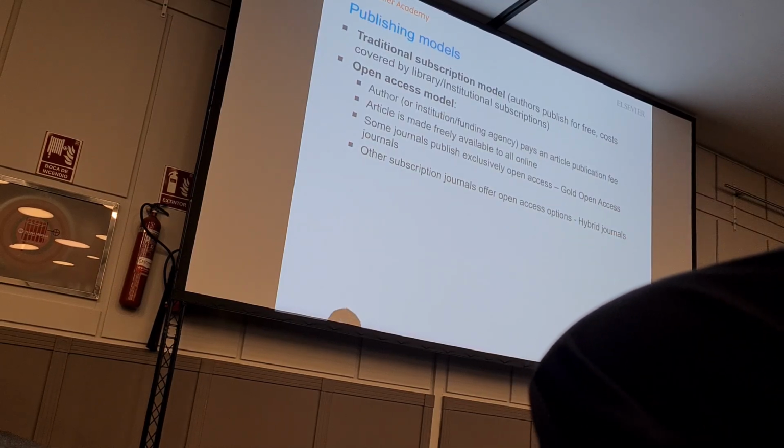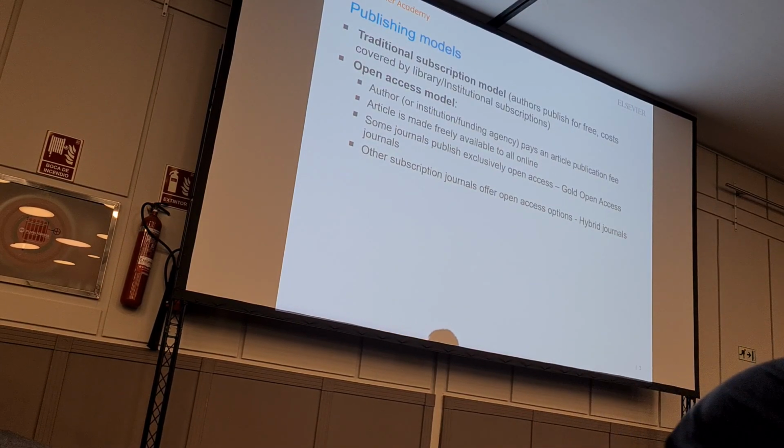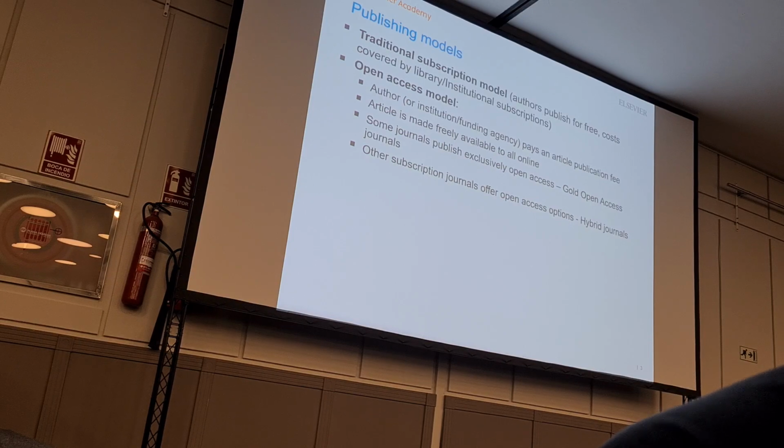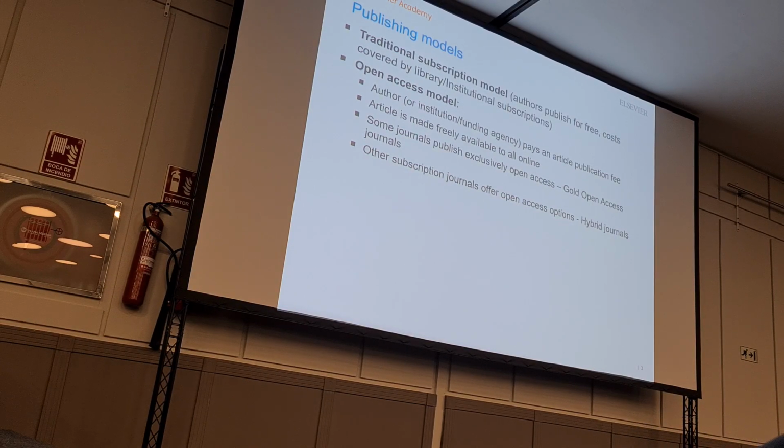The author, or their institution or funding body, pays an article publication fee, and then the article is made freely available to everyone to read. Now, some journals publish exclusively open access, and those are called gold open access journals, while other subscription journals have an open access option, and those are called hybrid journals.